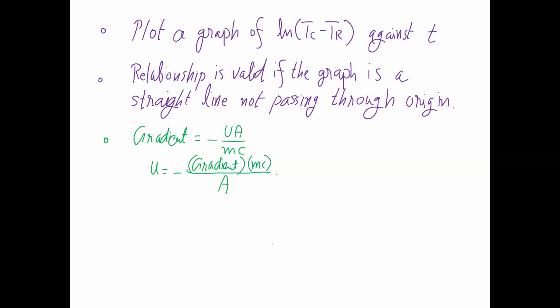Gradient is equal to minus UA upon MC. I need to find U, so I rearrange it for U. Also he asked me to find Z. So Z is equal to e to the power c. So this is all I have to show to the examiner. It's a very formal thing to remember. You have to copy this also. And once you copy, please let me know.